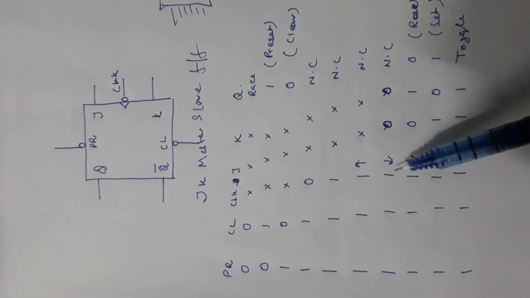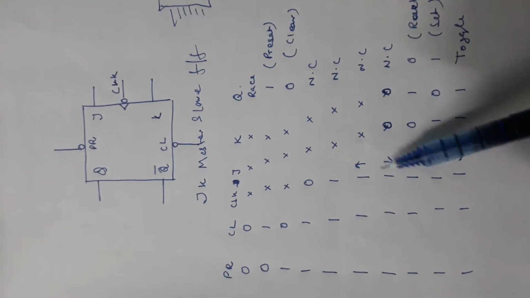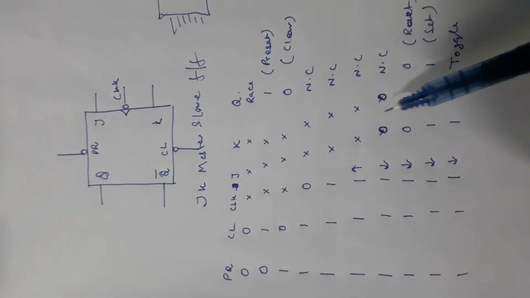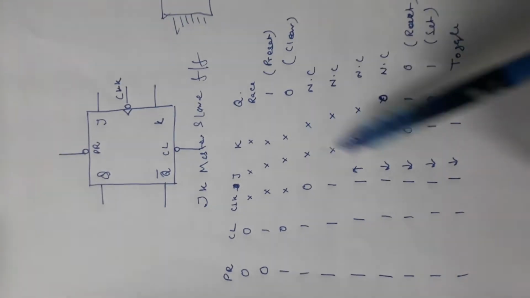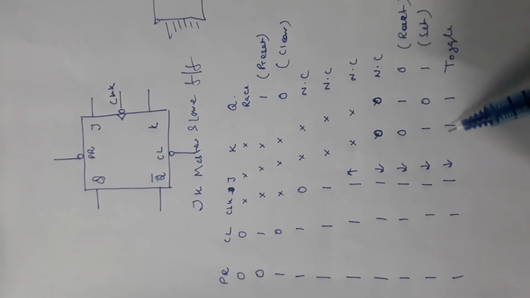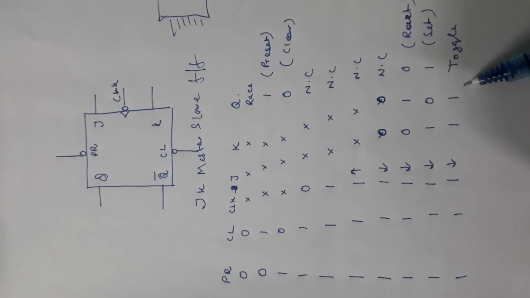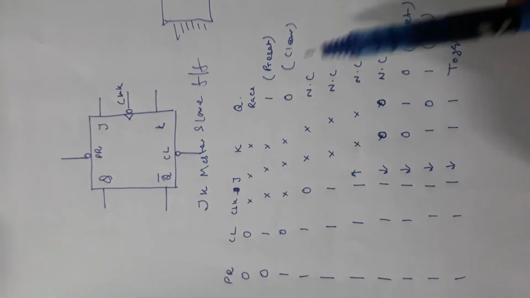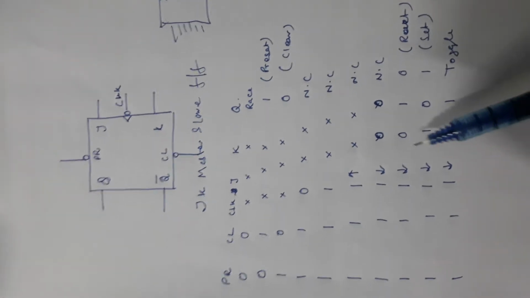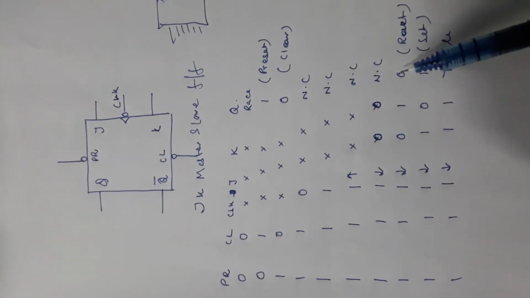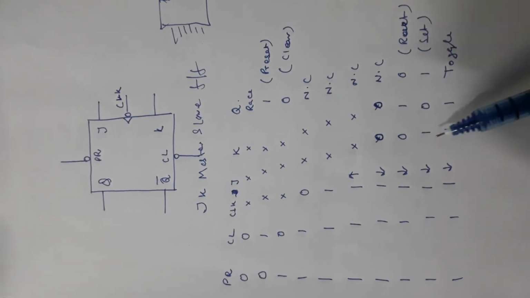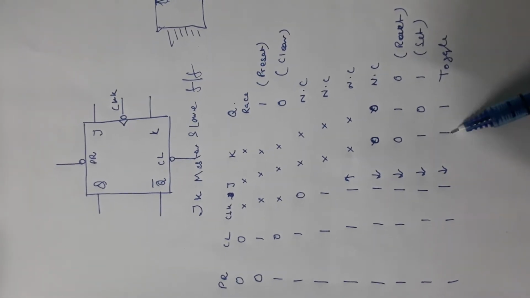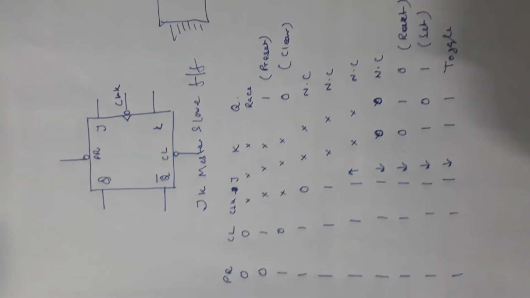In negative edge of the clock, see, the 4 conditions are possible: 0 0, that is J0 K0, J0 K1, J1 K0, and J1 K1. Now we know that if J0 and K0, then the device will be in no change. If J0 and K1, then the output will be 0, that is reset. If J1 and K0, then the output will be set. And if J and K both are 1, the output is going to toggle.